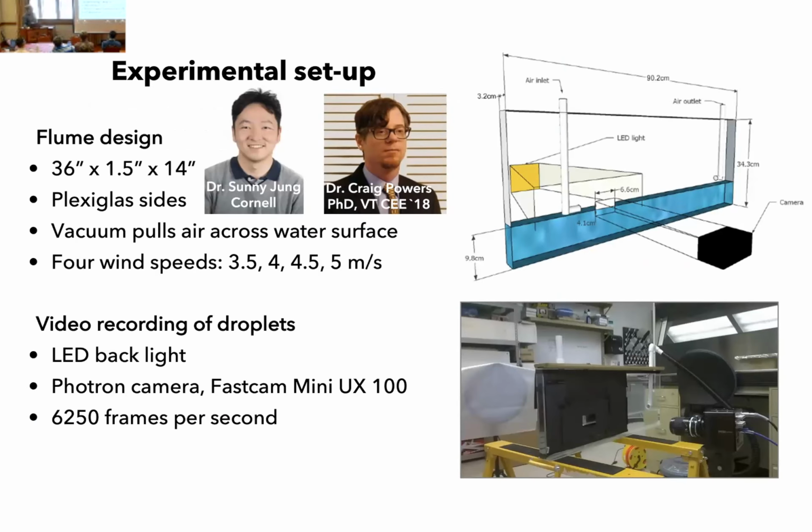So we had an experimental setup. This was in the basement of Norris for a while, not very big, but we had a flume design and a vacuum that pulled the air across the water surface, and we could control the wind speed just a few centimeters above the water surface. We used a LED backlight and then a photon camera and recorded at about 6,000 frames per second, just a small window. And I'll show you a video of that.